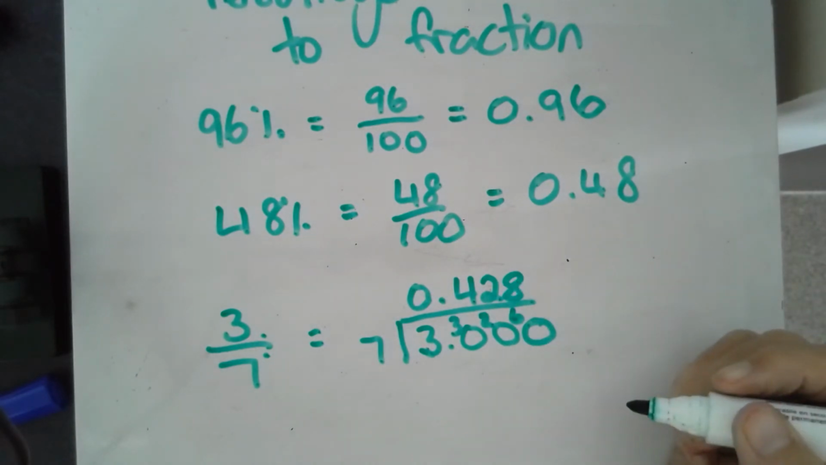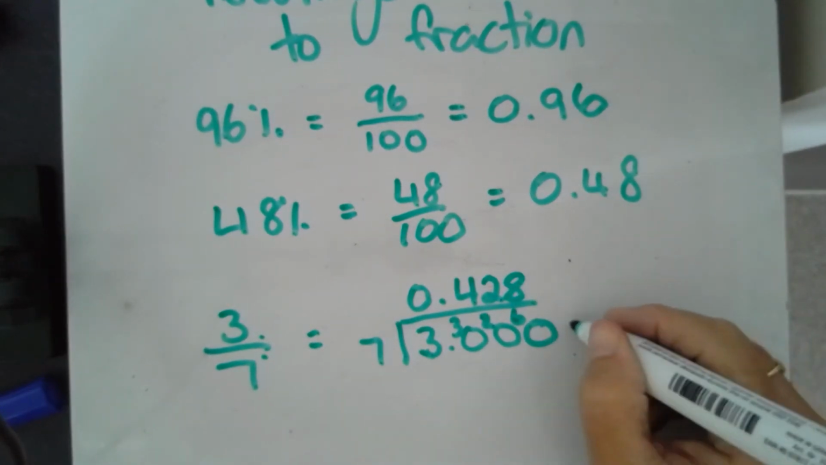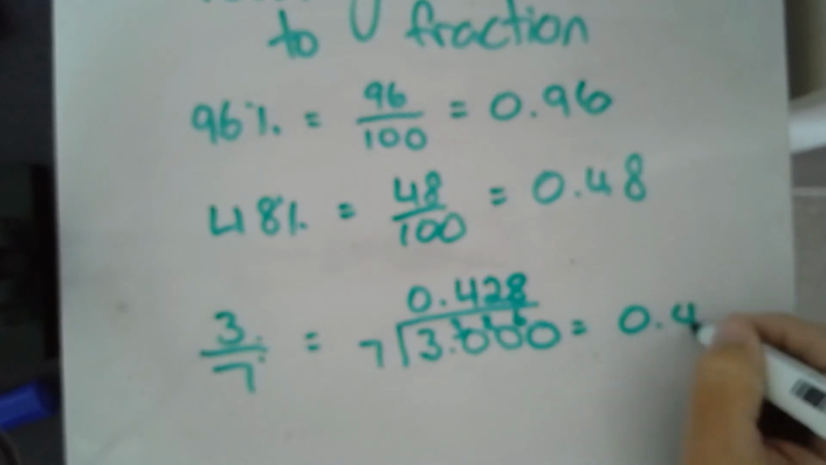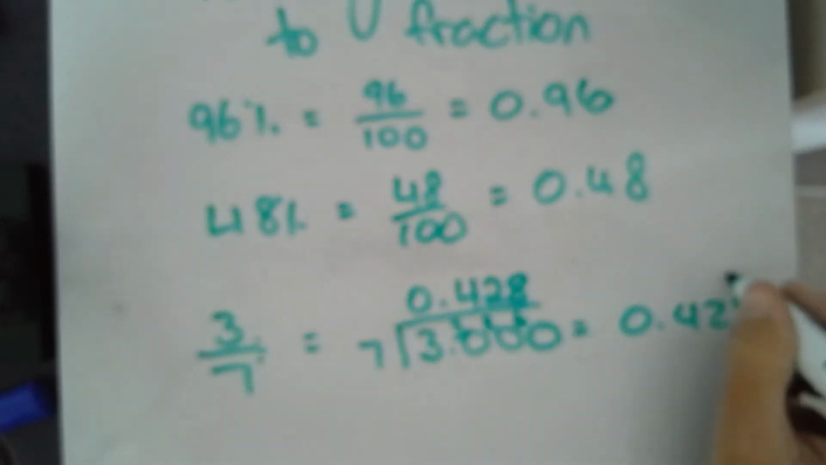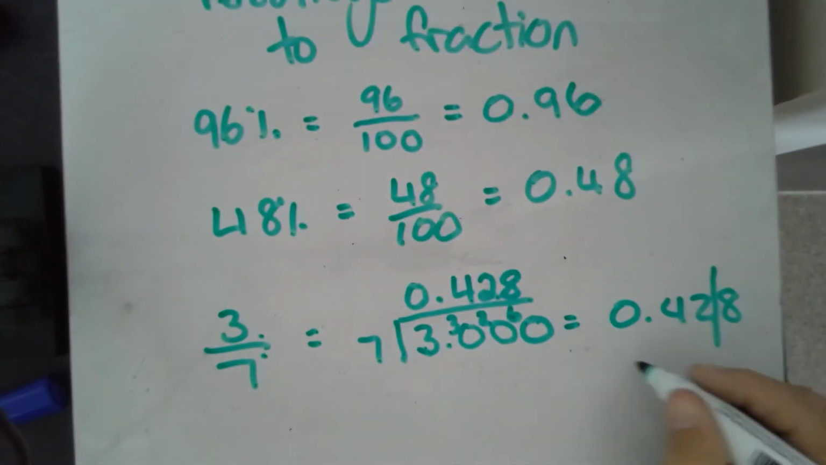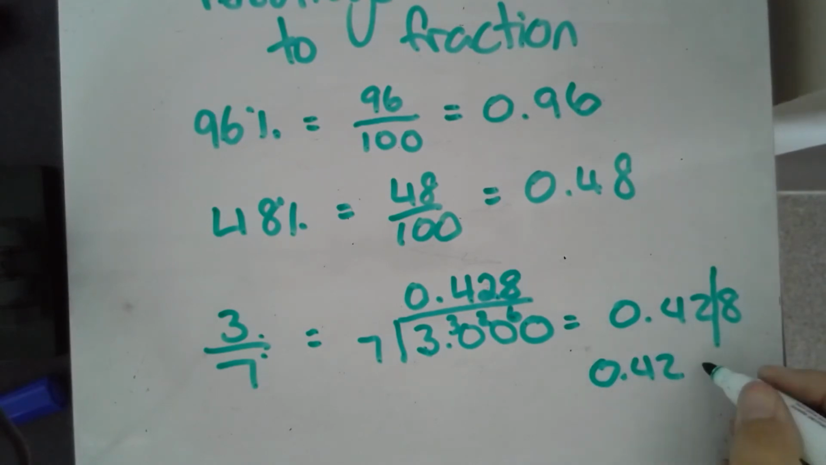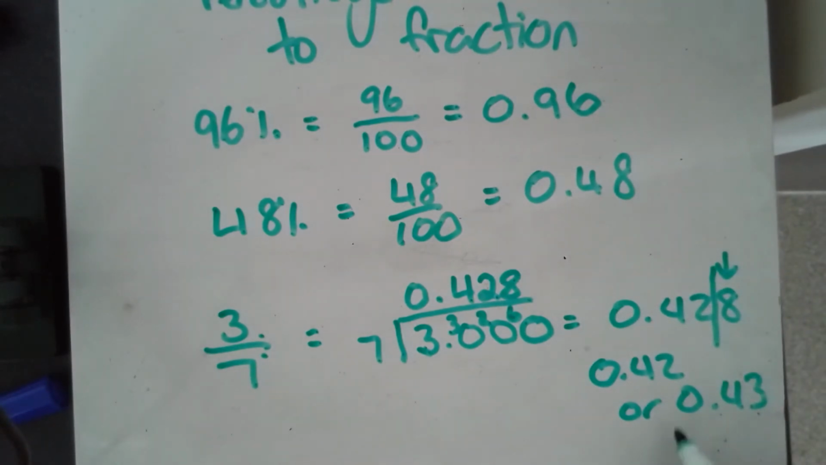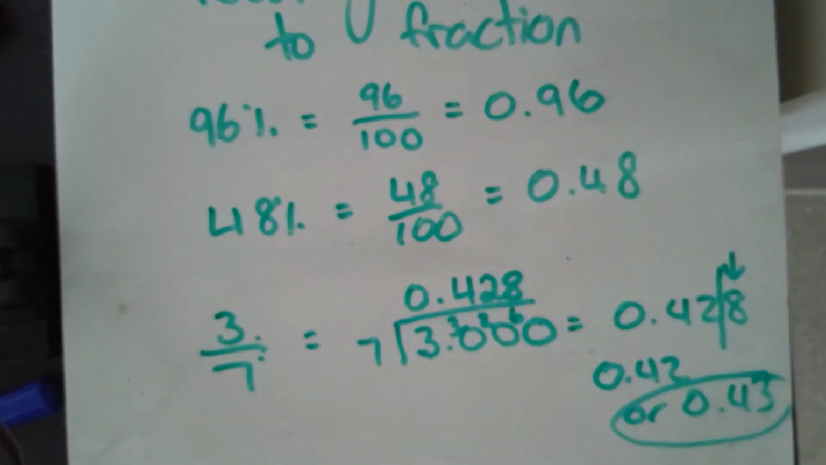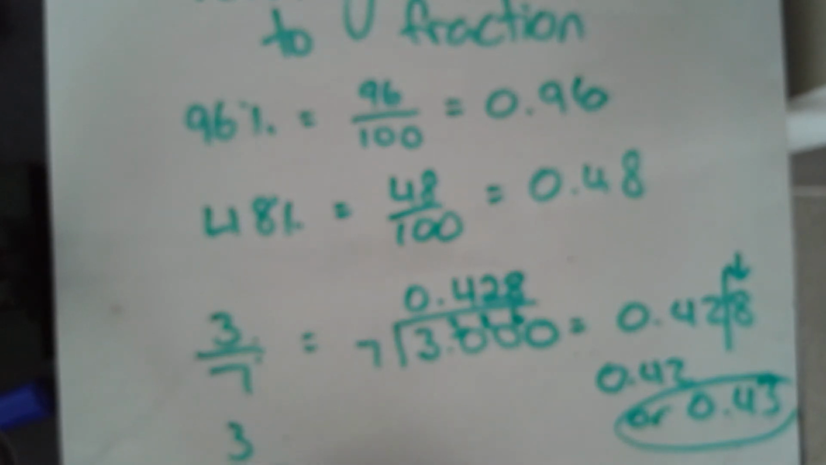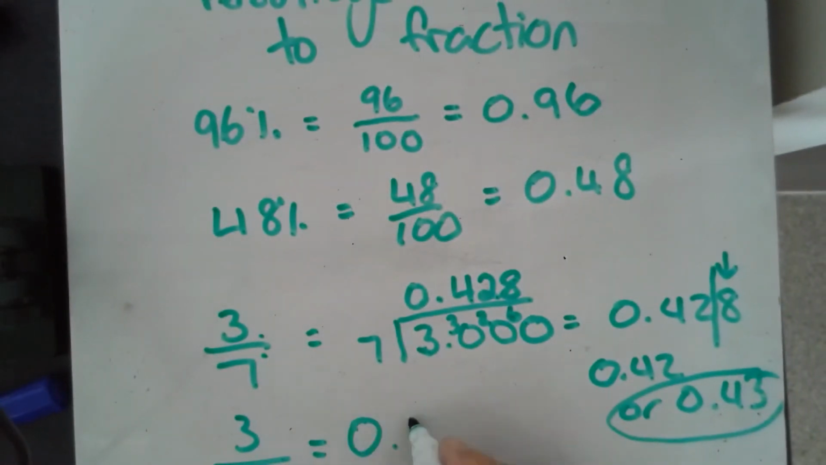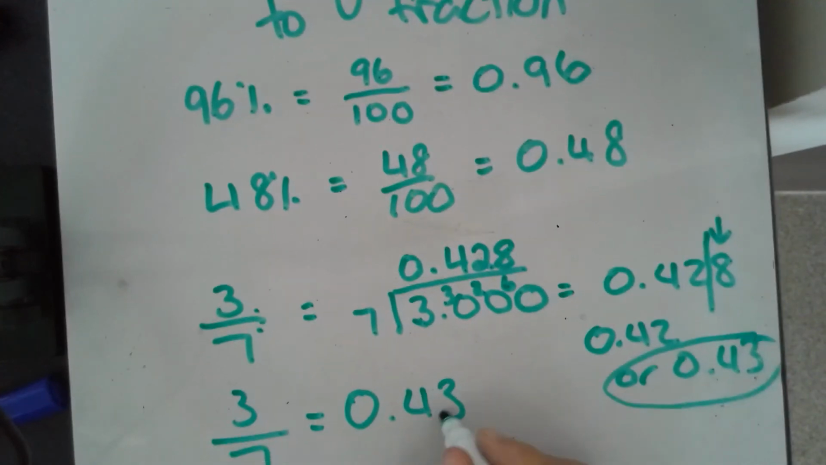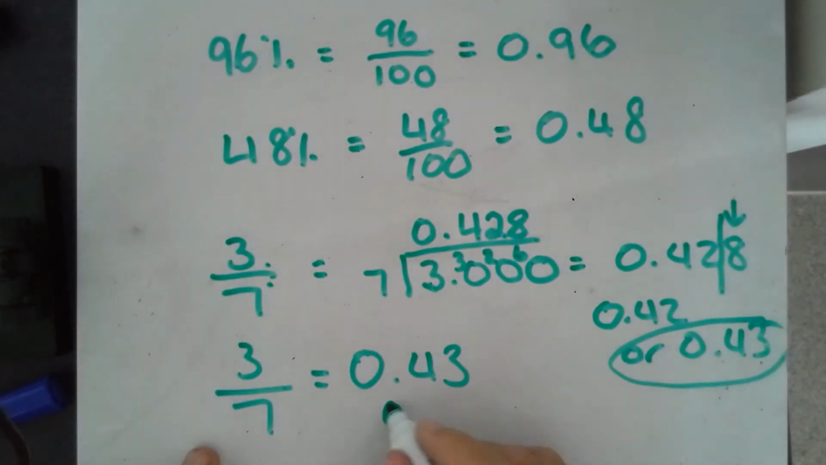So now we're going to look at just rounding that to 2 decimal places. So remember we say 0.428, we want to round that to 2 decimal places. Are we going to say 0.42 or 0.43? Well, because this number was 5 or greater, we go up to 0.43. So 3/7 equals 0.43 or 43%.